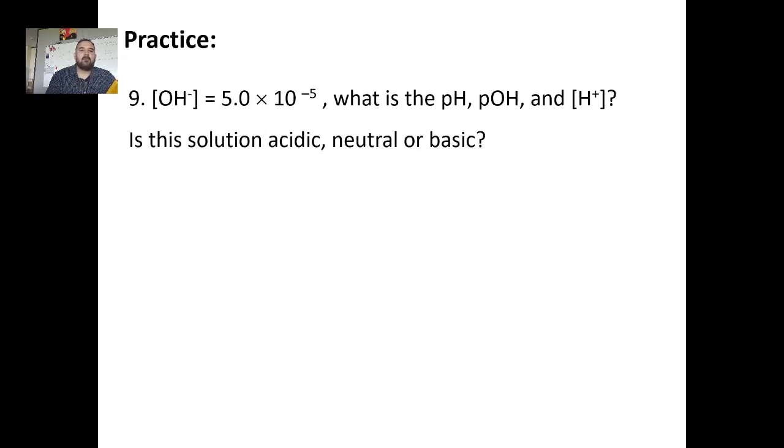All right, let's go ahead and do this next one. The next one gives us our OH concentration. What can we calculate using our OH concentration? We can calculate pOH, so let's do that one first. Which formula do we use? Negative log of 5 times 10 to the power of negative 5. What do you get for that? 4.3. All right, so our pOH is equal to 4.3.